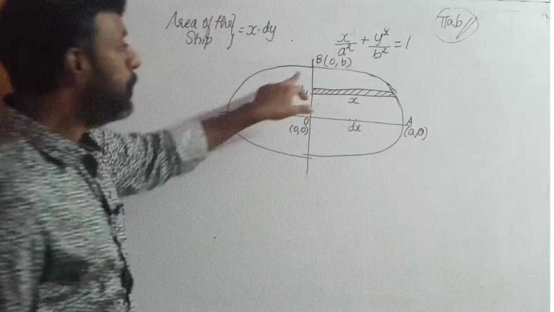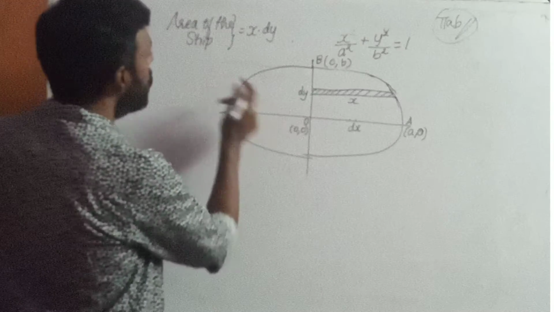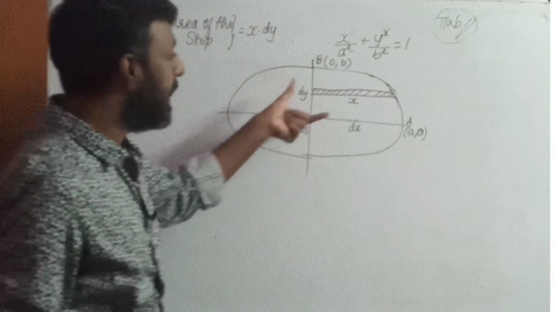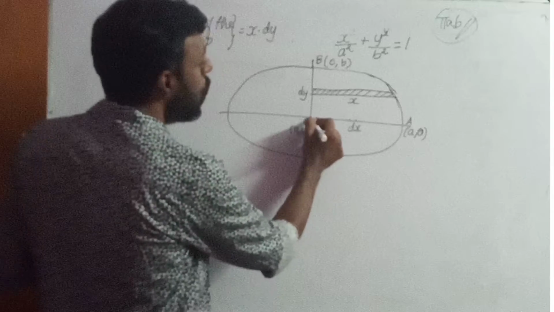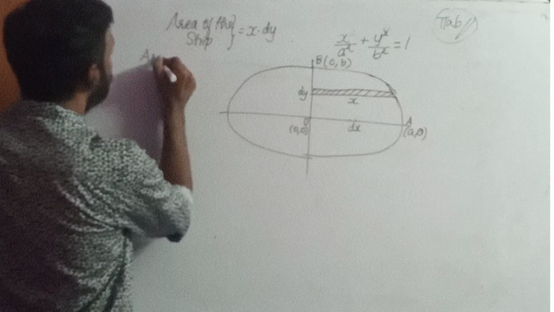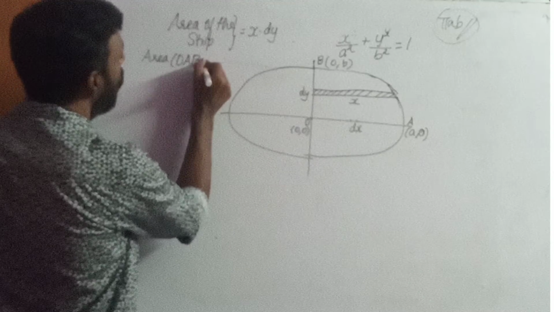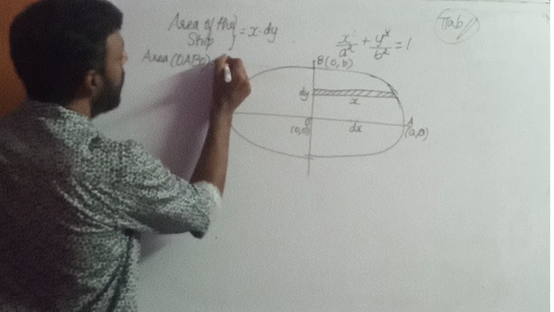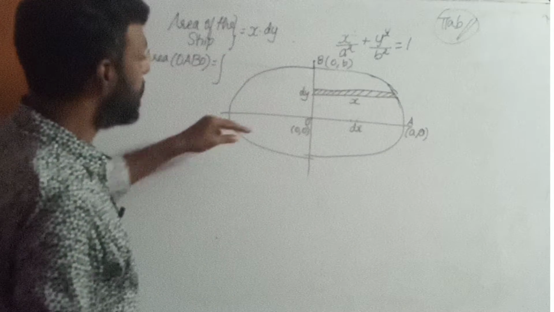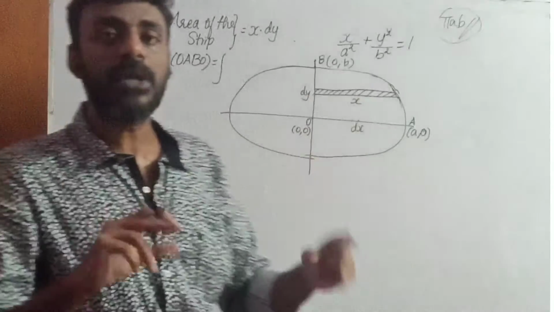Similarly, the coordinate of B point will be 0 comma b. Now I'm interested in finding the area of this portion OABO. The area of OABO is nothing but the integral, and I'm going to set the limit from 0 to b.